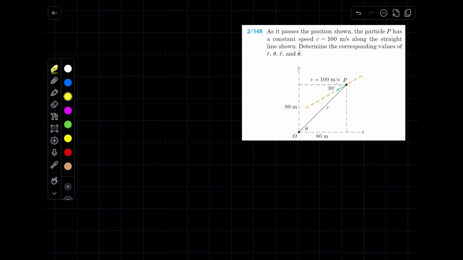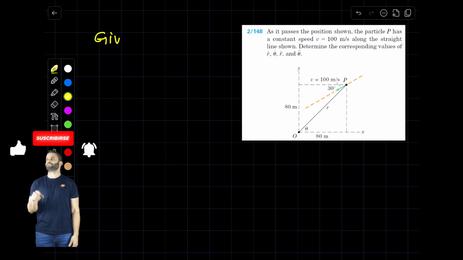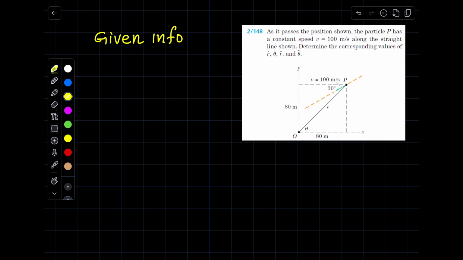Hello everyone, let's solve this problem. In this problem, we have to find r dot, theta dot, r double dot and theta double dot. When we read this problem, it is very clear that this problem is related to the r and theta coordinate system.